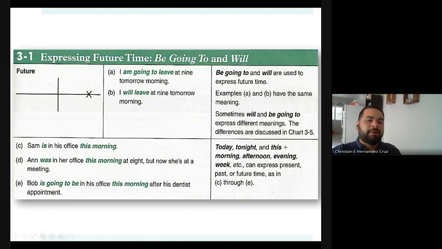And now finally, Bob is going to be in his office this morning after his dentist appointment. This one is fully in the future. This is telling you that Bob, at some point later today, is going to be at his office. And when he is in his office is going to be after his dentist appointment.